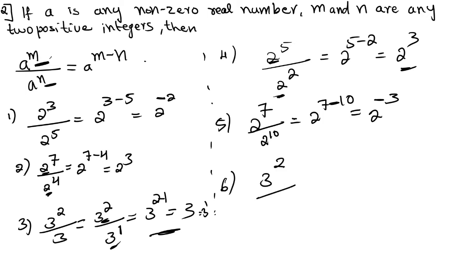3 to the power 2 by 4 to the power 2. Can we apply this formula? No, right? Why? Because they have different bases. The powers may be the same, but they have different bases, so we can't apply this formula. To apply this formula, bases must be the same. So remember, a to the power m by a to the power n is equal to a to the power m minus n.